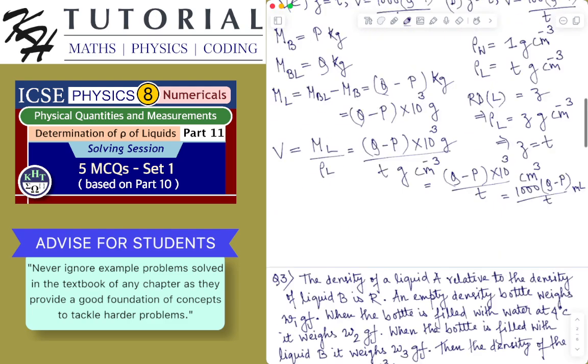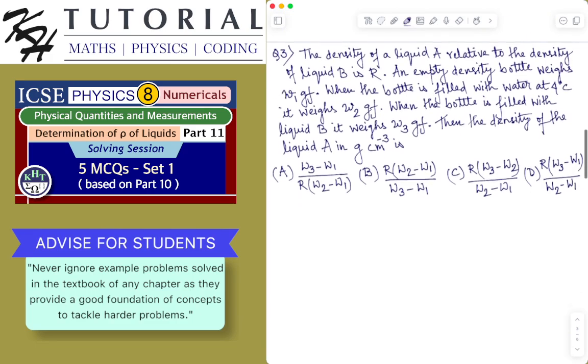Okay, let's see the next problem. Question number 3. The density of a liquid A relative to the density of liquid B is capital R. An empty density bottle weighs W1 gram force. When the bottle is filled with water at 4 degrees centigrade, it weighs W2 gram force. When the bottle is filled with liquid B, it weighs W3 gram force. Then the density of the liquid A in gram per centimeter cube is?